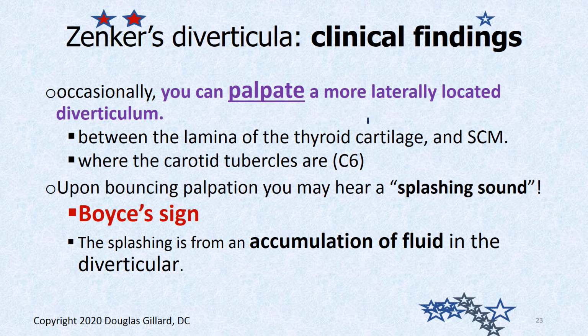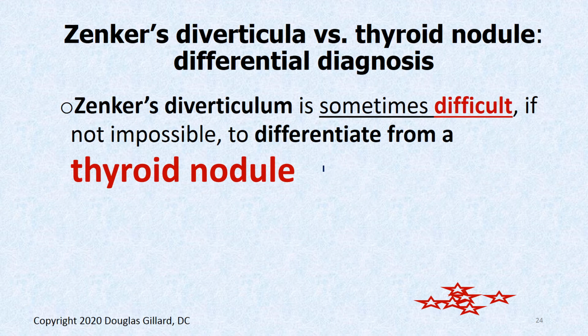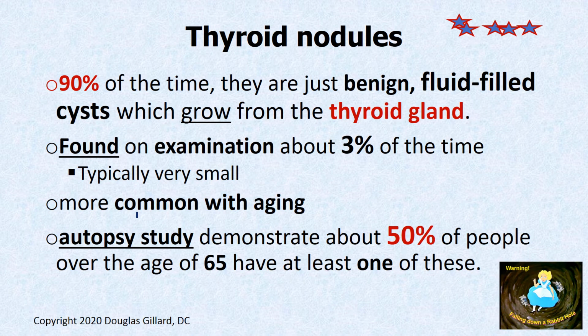Clinical findings. So again, you might be able to palpate that Boyce's sign. We talked about that already. So look for that between the thyroid cartilage and the SCM, about at the level of C6. The differential diagnosis are thyroid nodules, so we should talk a little bit about those. So you can get little bumps growing off your thyroid gland.